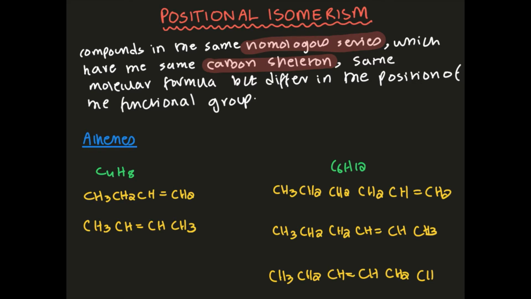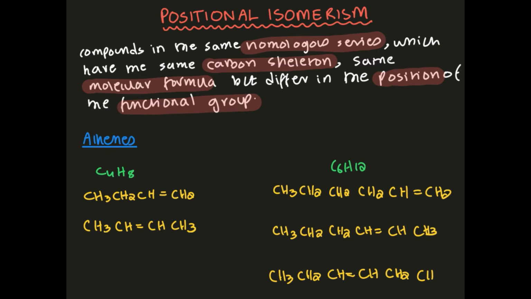Unlike the previous one, which was chain isomerism, in which the carbons had to be different. They also need to have the same molecular formula. However, the position of the functional group is going to be different. So this is the main part of this. So the first thing that we're going to be looking at is going to be alkenes.